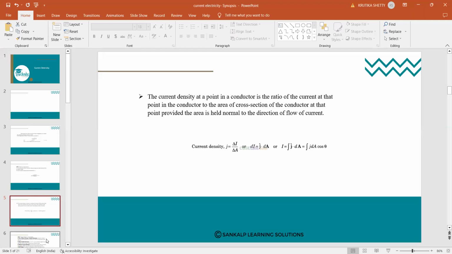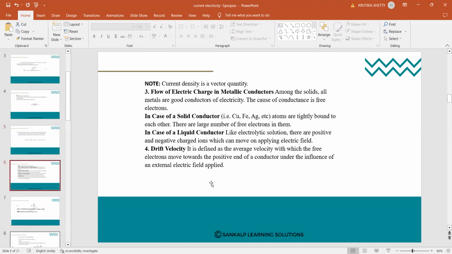So first we have studied what is electric current. Then regarding electric current, the direction of the electric current, the unit of the electric current, the device to measure the electric current. Next point, the electric current density. So it is denoted by J. It is the ratio of current by area. Next. See, electric current is a scalar quantity, but the current density is a vector quantity. So current density is a vector quantity, okay?